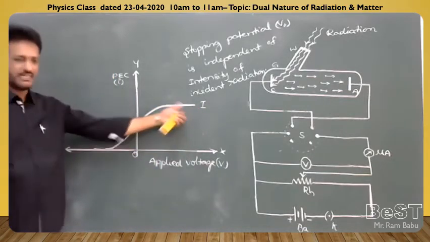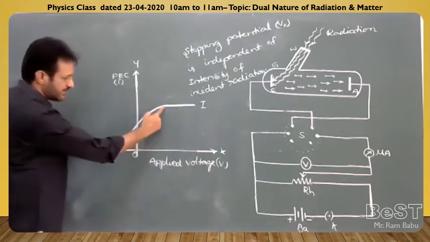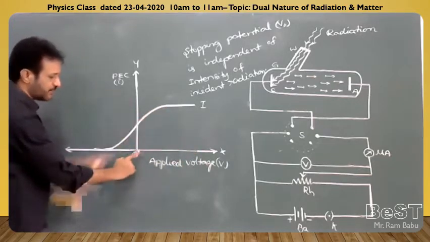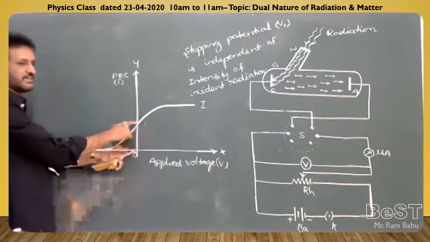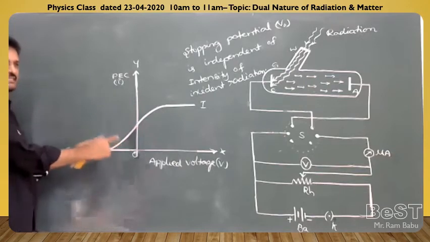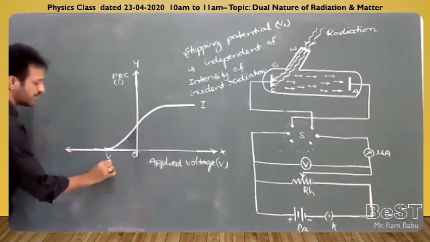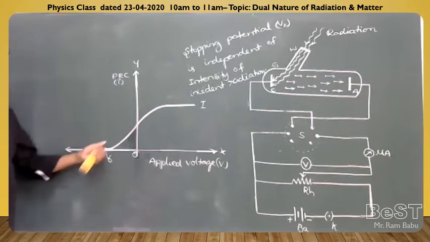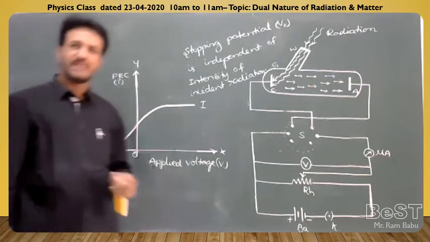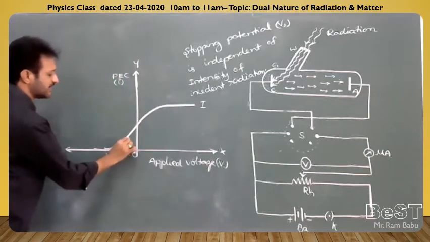As the applied voltage gradually decreases, this current also gradually decreases. When the applied voltage is made 0, the current is not 0. Whenever the applied voltage is made negative, -5, -10, -15, at a particular negative potential of the anode, the photo current becomes 0. So that is called retarding potential or stopping potential. For example, here the frequency of this light is nu 1.